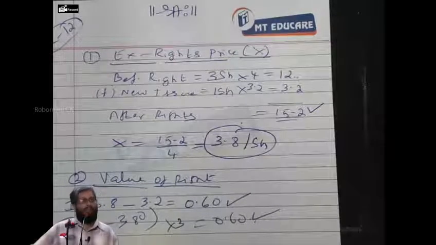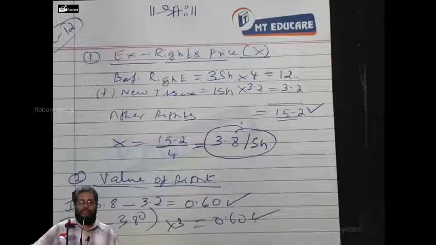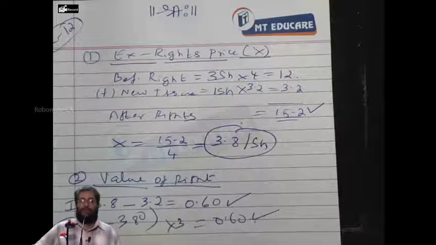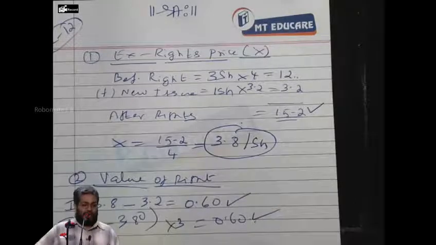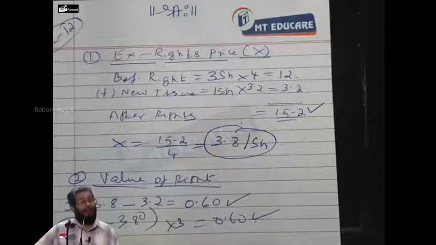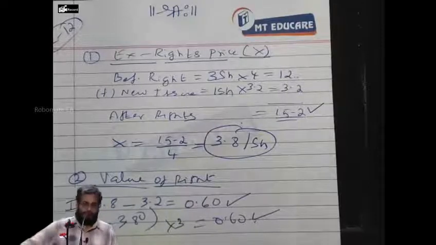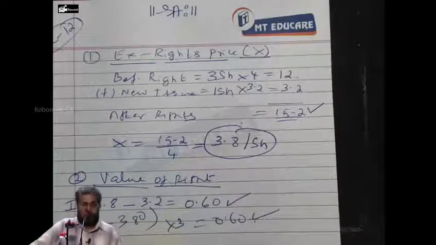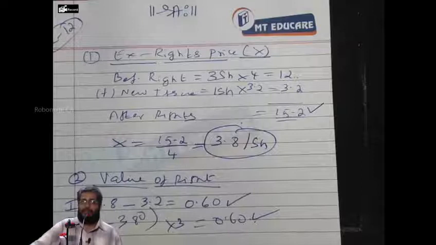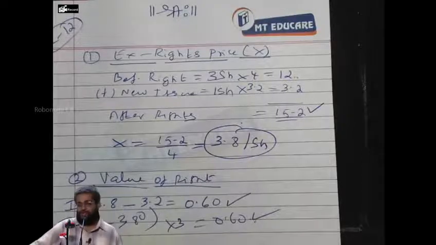Existing shareholders now, write down. A share worth rupees 4 becomes how much rupees? 3.8. A share worth rupees 4 becomes 3.8 after rights issue.